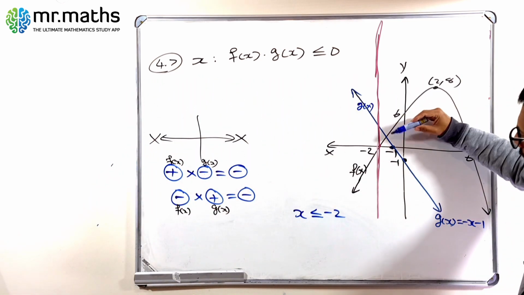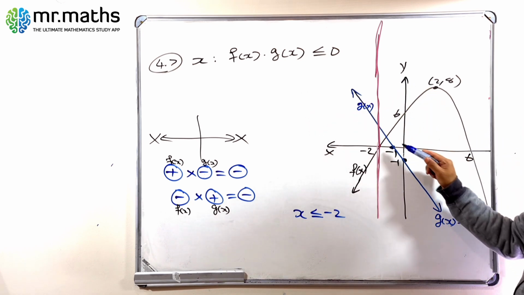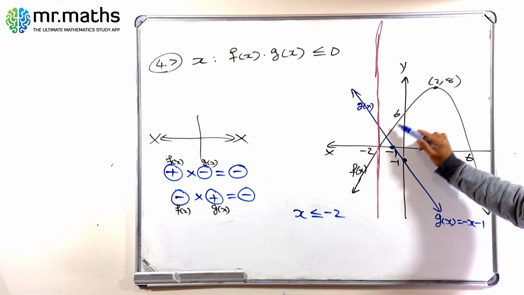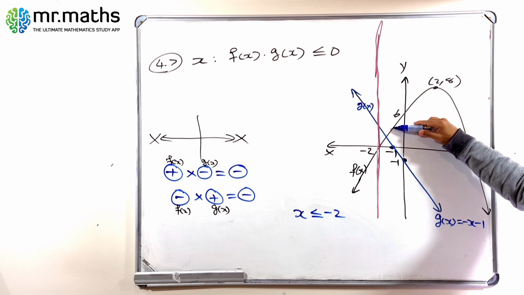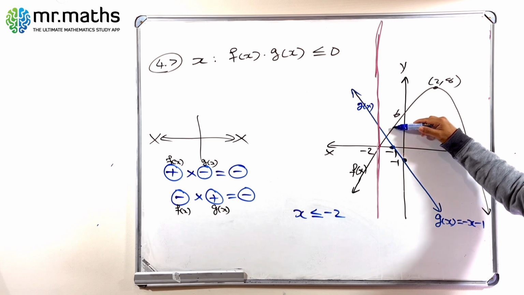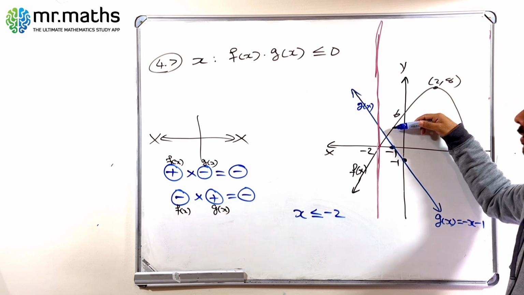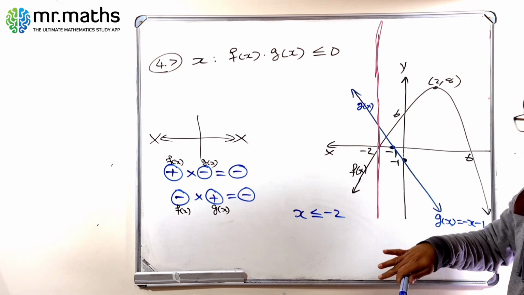What about here? This is above the x-axis. Am I right? The blue one is above the x-axis. What about the black one? The black one is also above the x-axis. That means this is positive and this one is also positive. Positive times positive is positive. We don't want that one. Am I right? We want one positive and one negative, one above the x-axis and one below the x-axis.